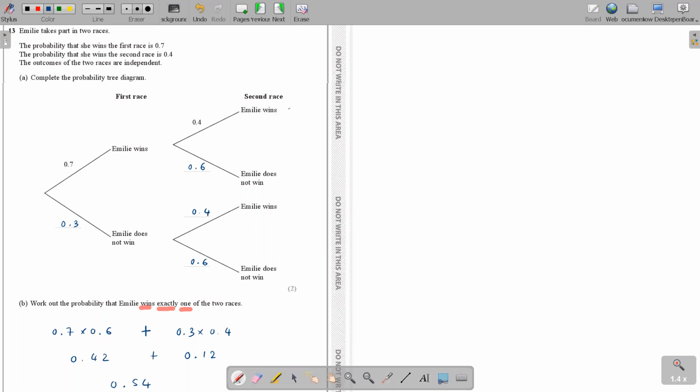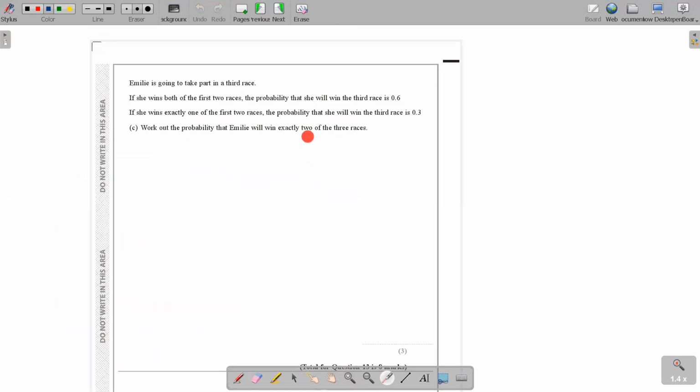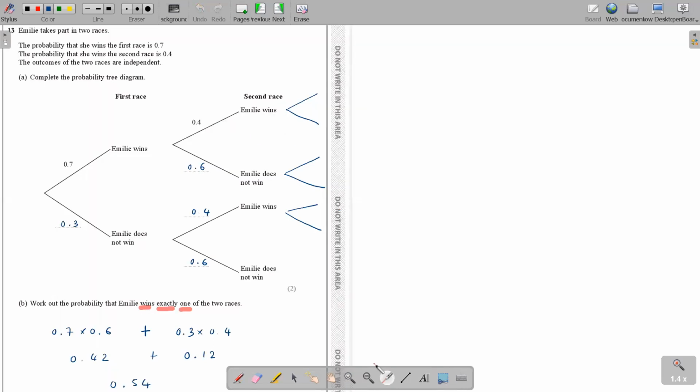So this is the third race. Emily wins and Emily loses. Wins and loses. Wins and loses. The fourth one you don't need here, because if she doesn't win both, you don't have a chance of winning 2 out of 3, right? So you can't win 2 out of 3 races when you have lost 2 already. So the last branch does not count.